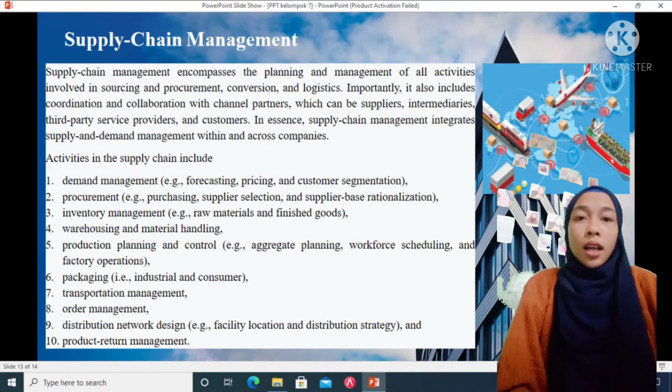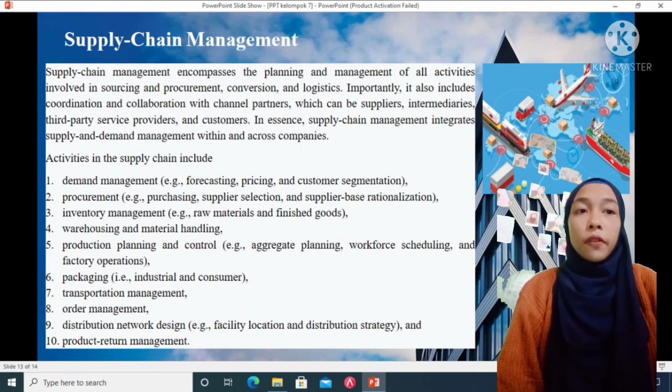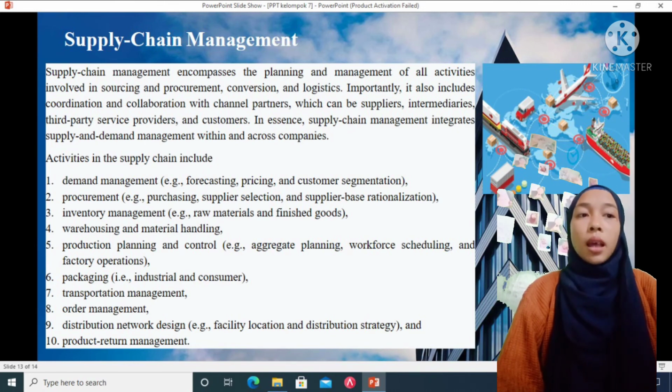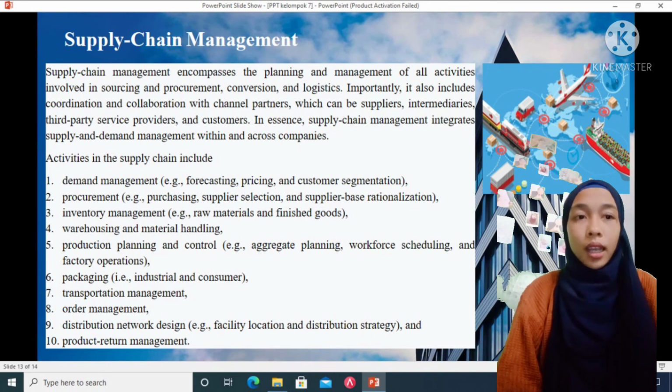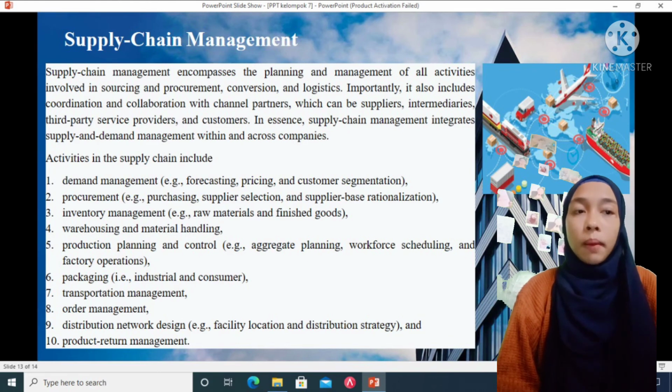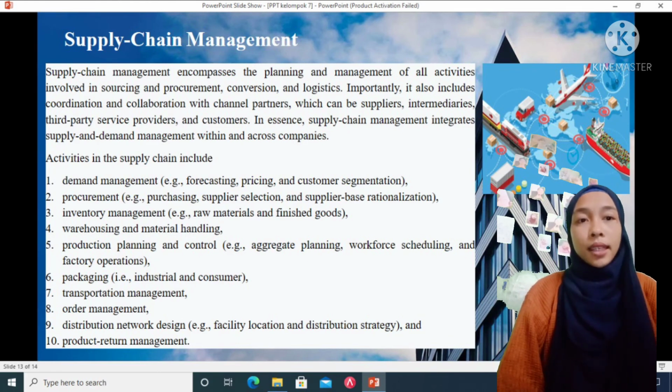Supply chain management. Supply chain management encompasses the planning and management of all activity involved in sourcing and procurement, conversion, and logistics. Importantly, it also includes coordination and collaboration with channel partners, which can be suppliers, intermediaries, third-party service providers, and customers. In essence, supply chain management integrates supply and demand management within and across companies.